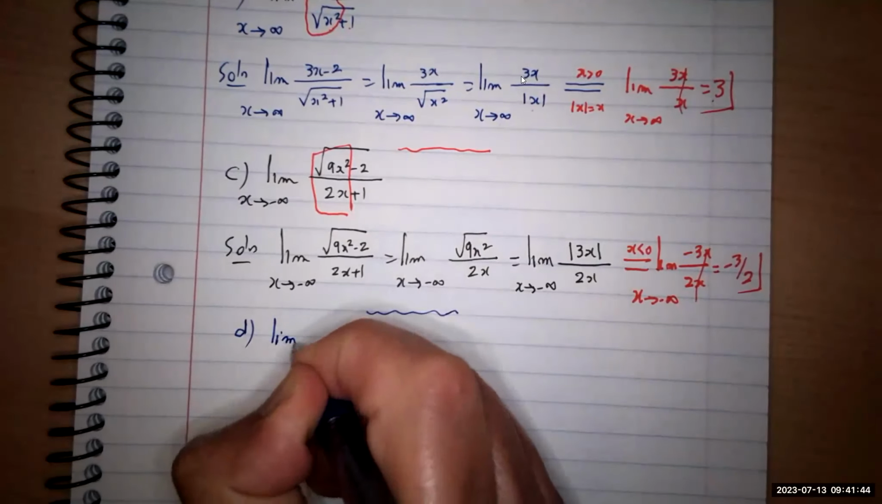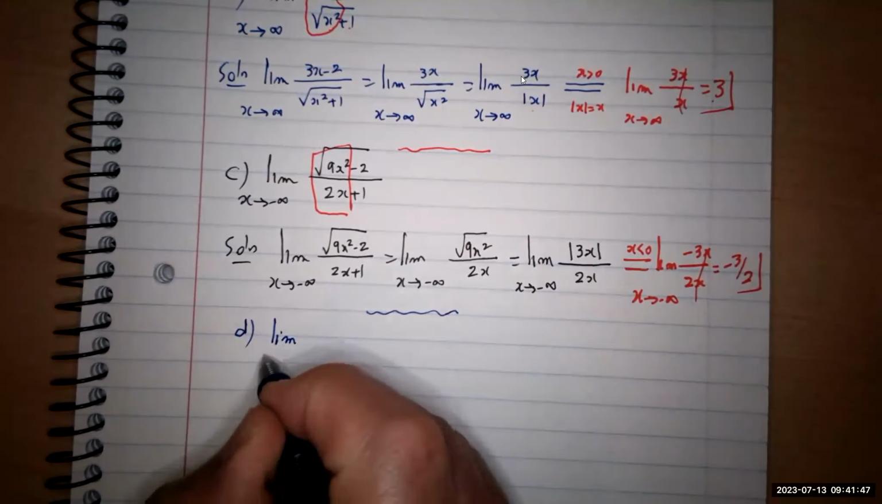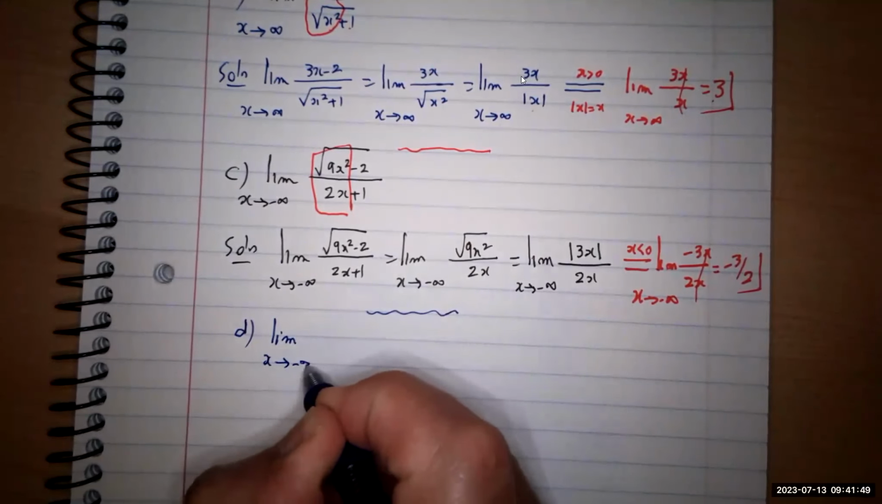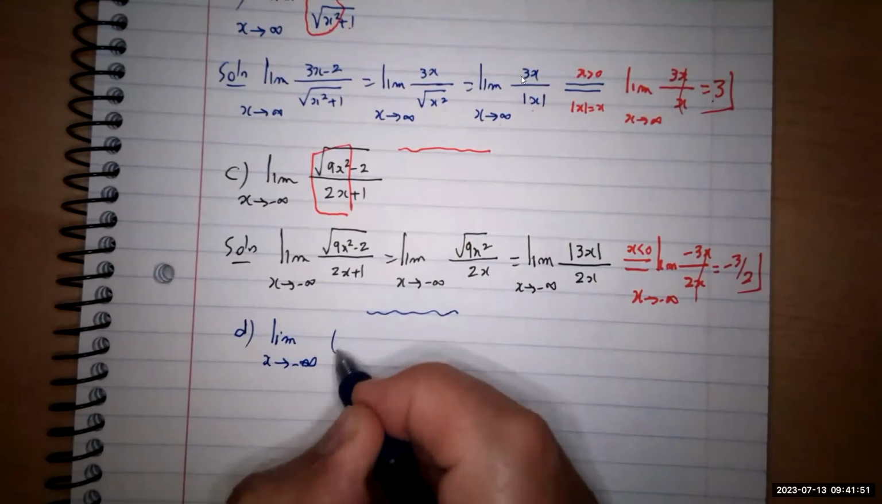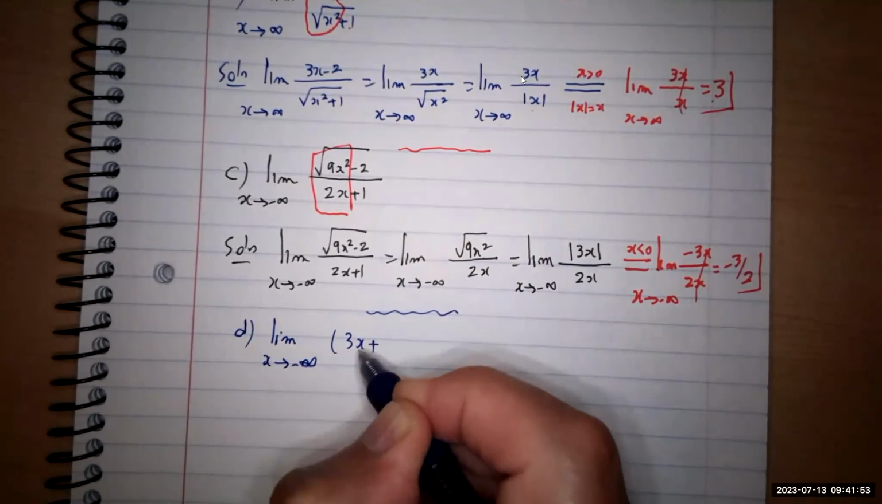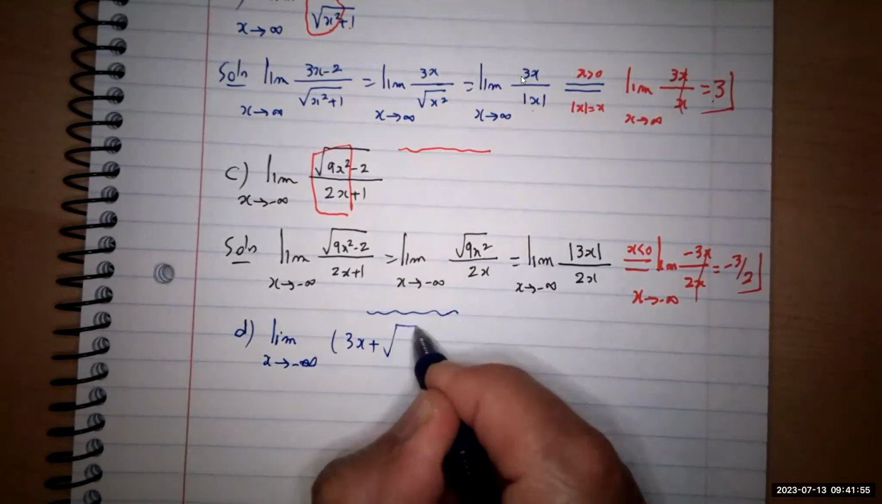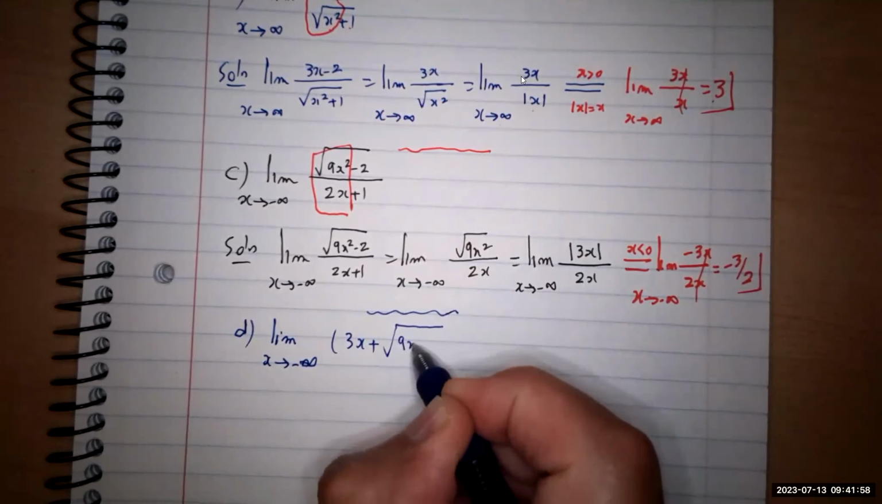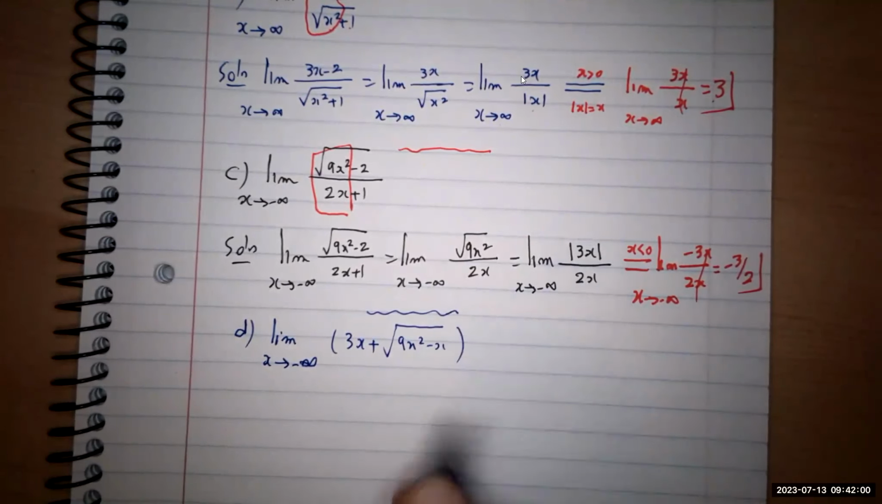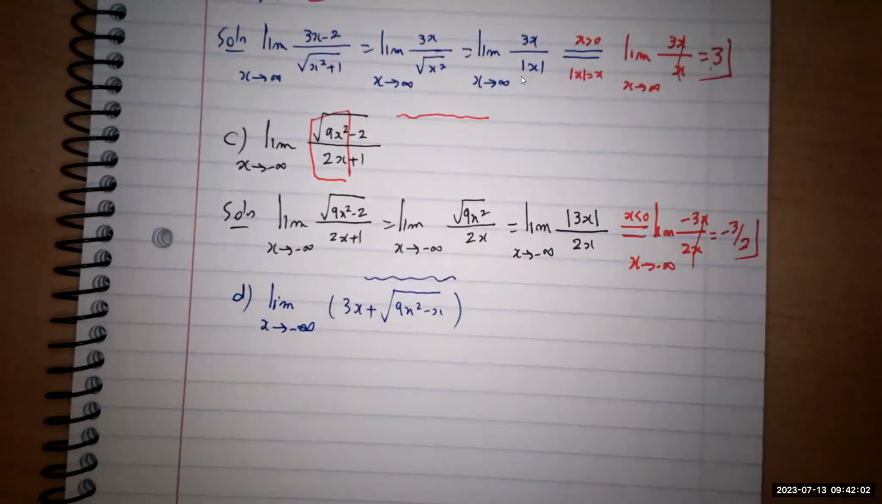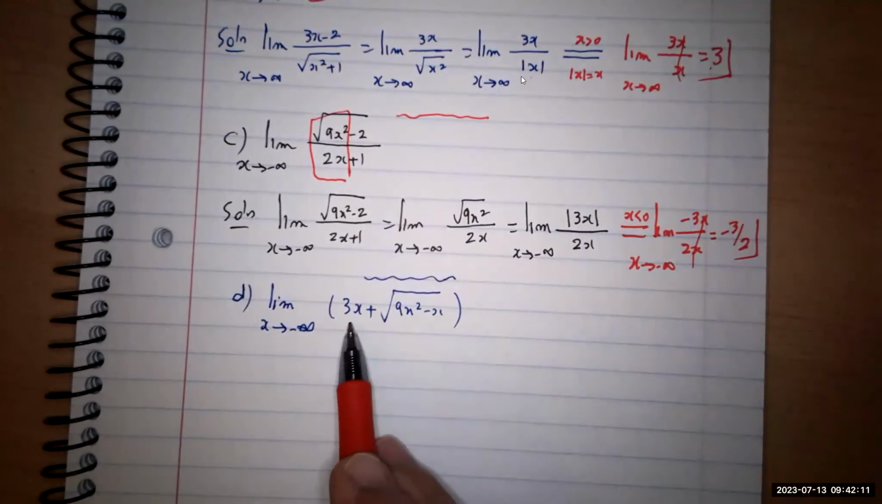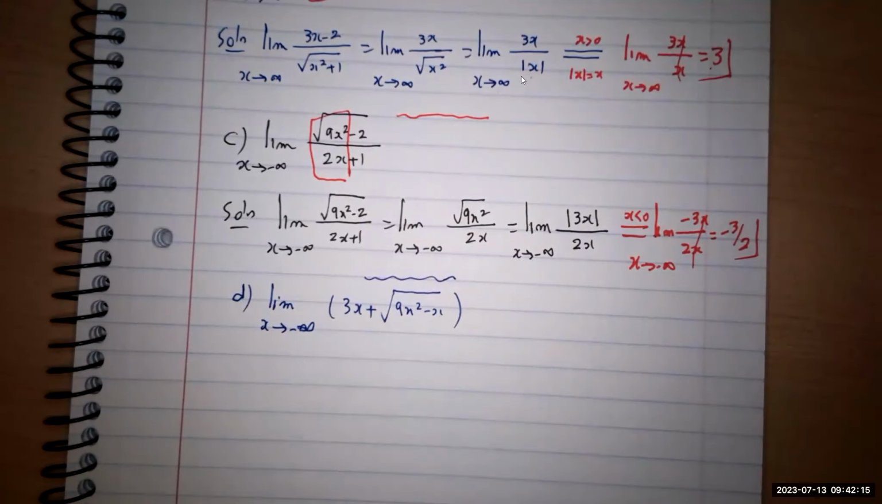You have 3, 4 in your assignment. X goes to negative infinity, and you want to find this limit. It's 3x plus the square root of 9x squared minus x. You see, the difference is this is not a rational function. Okay, it's not going to be a rational function, but let's see. You see, this has a polynomial type part and a radical type part.